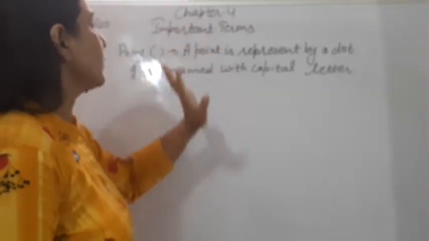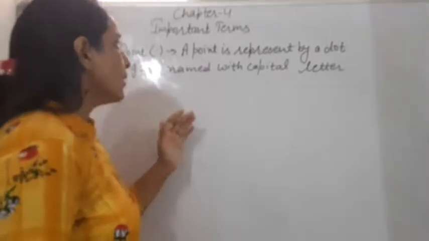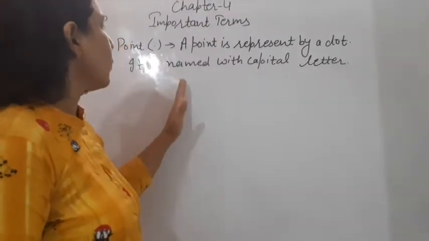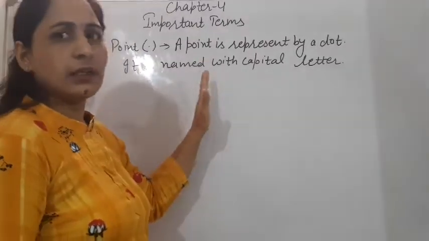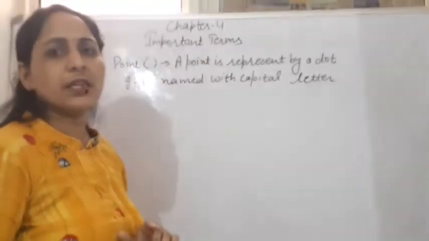We continue our chapter number 4. In chapter number 4 today we do our important terms. Recap exercise we have done already. Before you start your exercise number 4.1, there are some important terms which I am explaining in today's class. First is point, line, line segment, ray, intersecting line, curved line, horizontal line, vertical line, that I will explain in today's maths class.